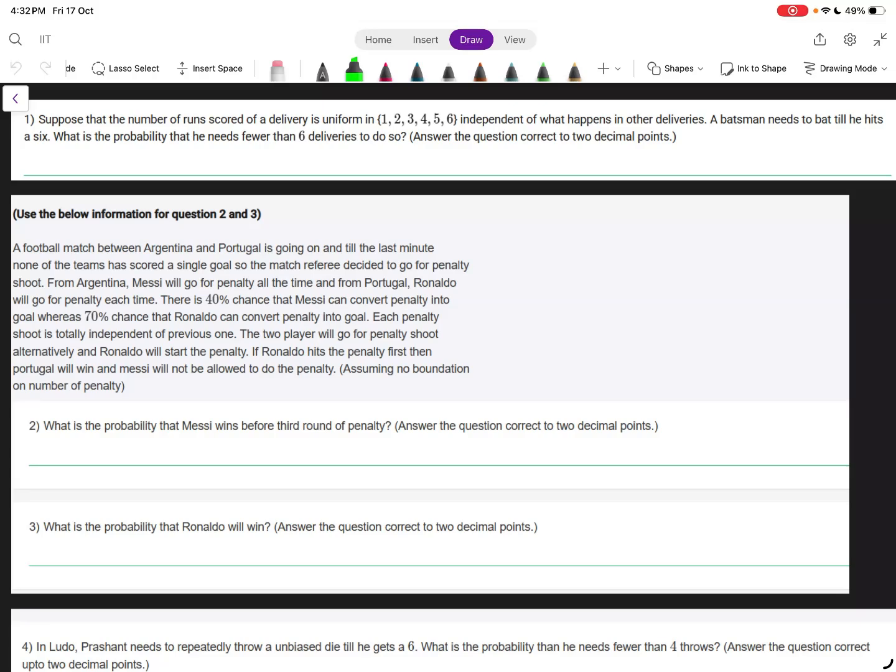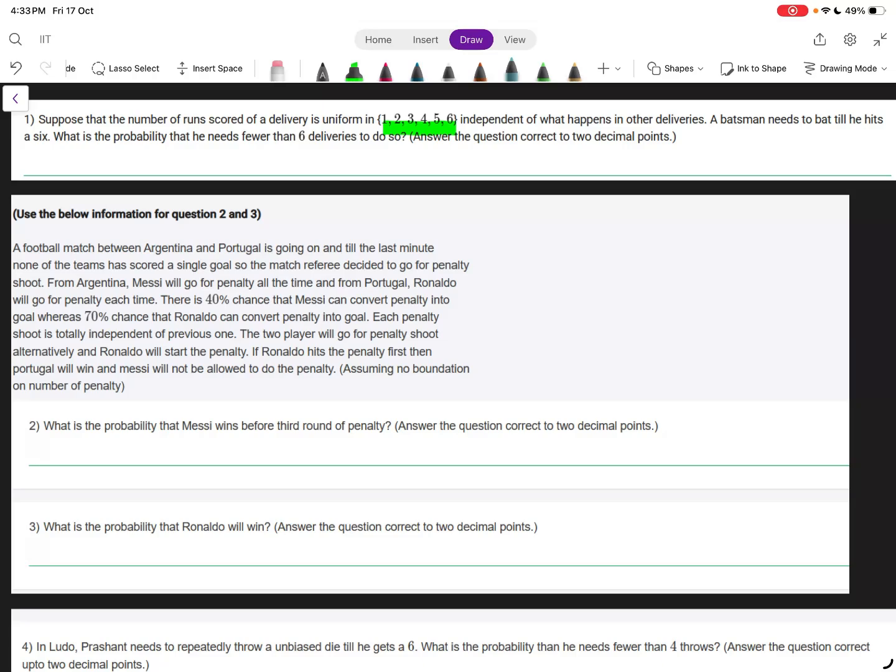Now, each delivery has how many runs possible? Each delivery has these runs: 1, 2, 3, 4, 5, 6. Now the batsman keeps batting until he hits a 6. That's another condition. What is the probability that he hits a 6 in fewer than 6 deliveries?